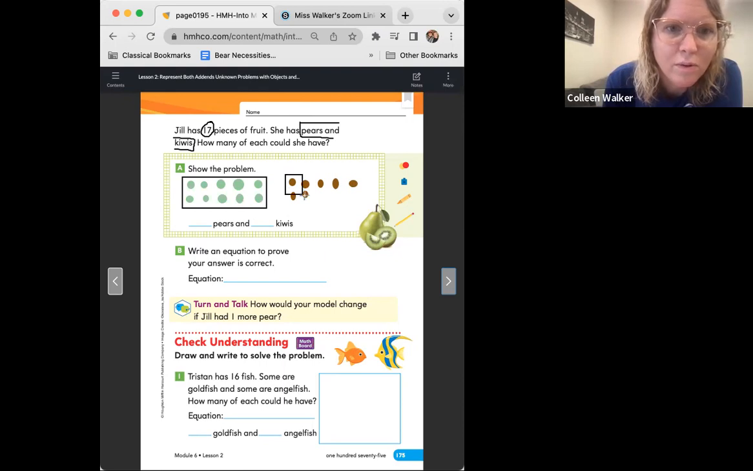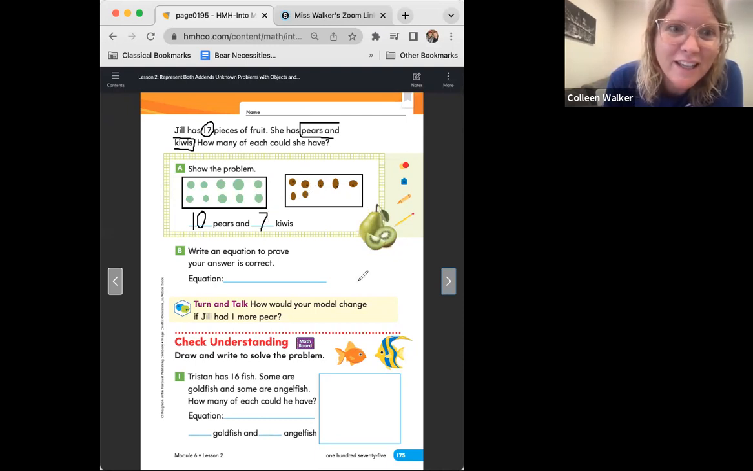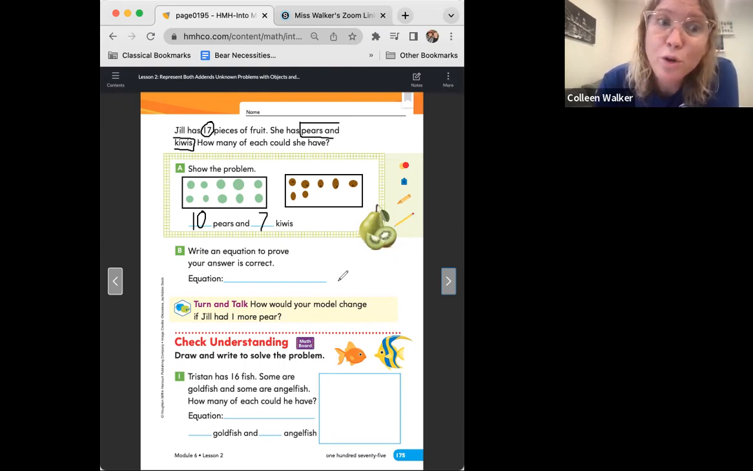10 frame. Awesome. So friends, looking at this problem, how many pears did we draw? Yes, we drew 10 pears because we know that whenever we fill up a 10 frame, that's 10, right? And how many kiwis? Let's count. 1, 2, 3, 4, 5, 6, 7. 7 kiwis. Awesome. So now we have to write an equation to prove our answer is correct.